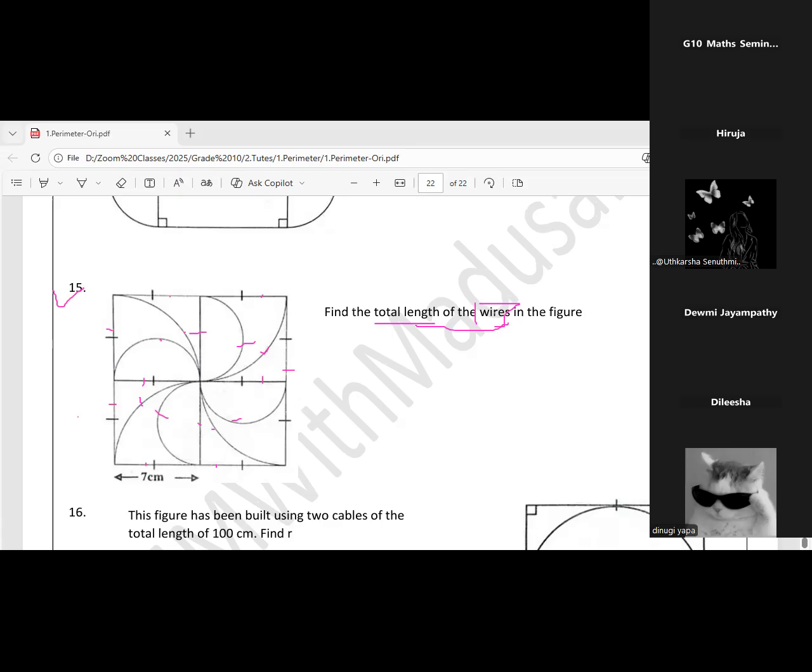Which one? Sir, I only thought of the arc lengths. No, not arc lengths. We have to find the total length of the wires. All of them are wires. There are no shaded lines, no dash lines. None of these are dash lines. So you have to add all of the links. This is like a drill of the gate. So each and everything you have to add. That is why I marked it. Each and every link.